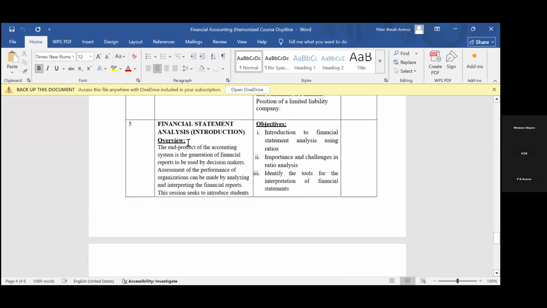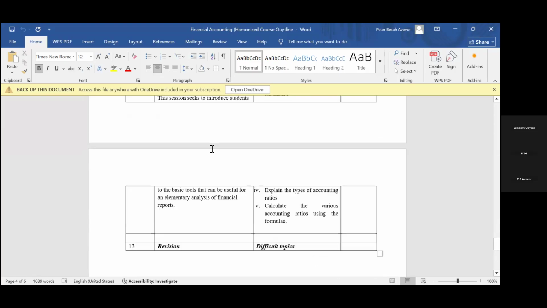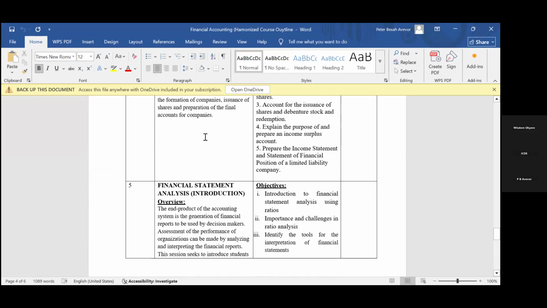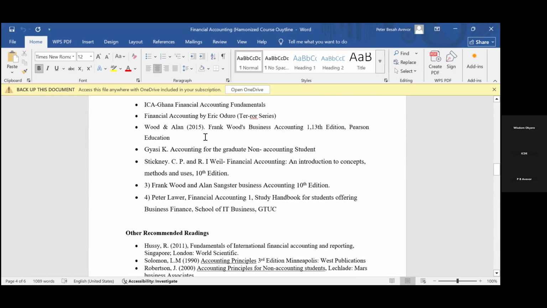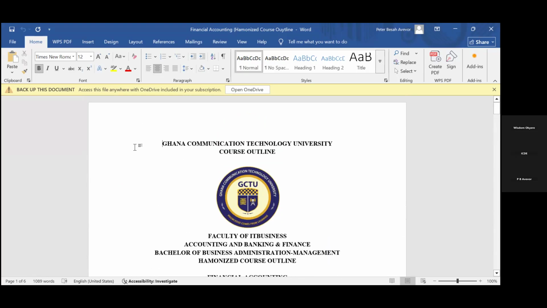And then we'll also look at financial statement analysis, which are the various ratios that are used to do analysis of the health of businesses and then the financial strength of these businesses. We'll be looking at the peripheral, not so much to get you scared or something like that. So this is what we have as the course outline.